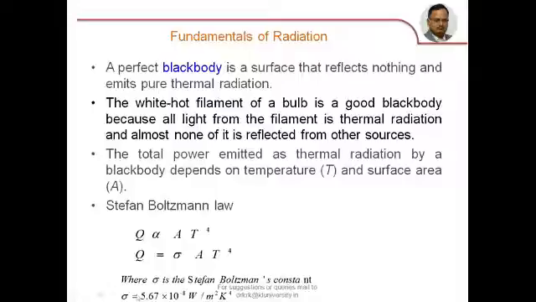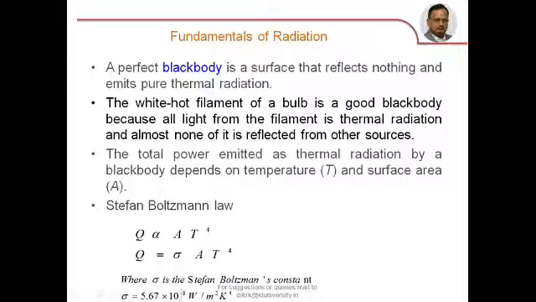The sigma value is very low, 5.67 into 10 power minus 8 watt per meter square Kelvin to the power 4. Q is in watts, area in meter square, temperature should be in Kelvin, and hence the unit of sigma is watt per meter square Kelvin power 4.